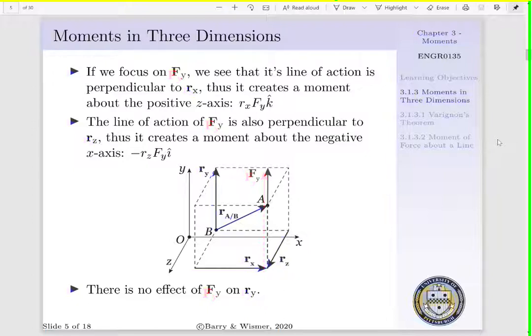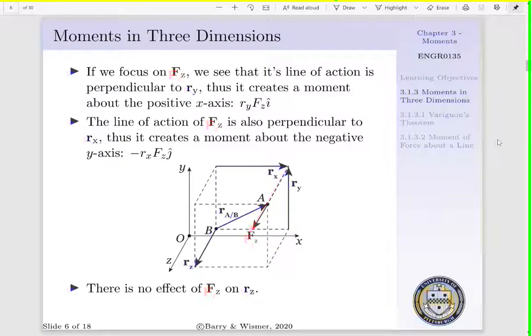Additionally, the line of action of f sub y is perpendicular to r sub z. And once again, using the right-hand rule, we see it's going to create a moment about the negative x-axis. And this moment is going to be expressed as r sub z, f sub y, i hat, quantity negative. And once again, f sub y and r sub y do not interact since they are parallel to one another.